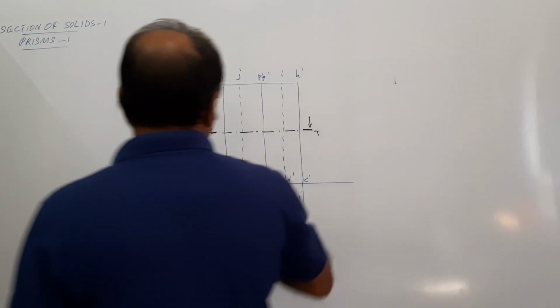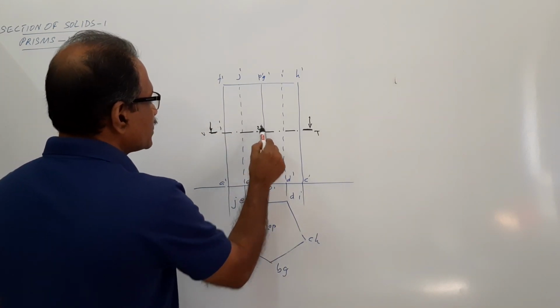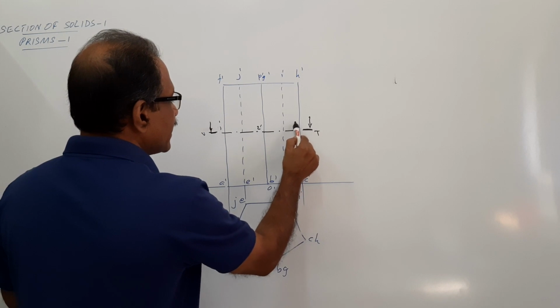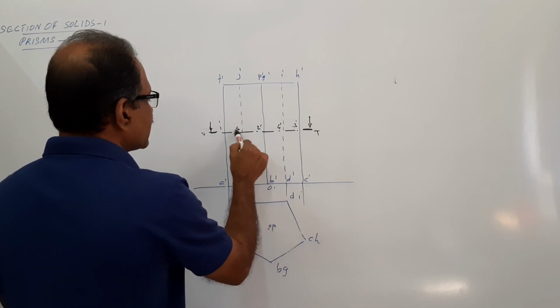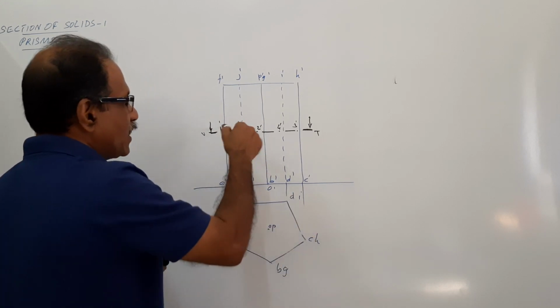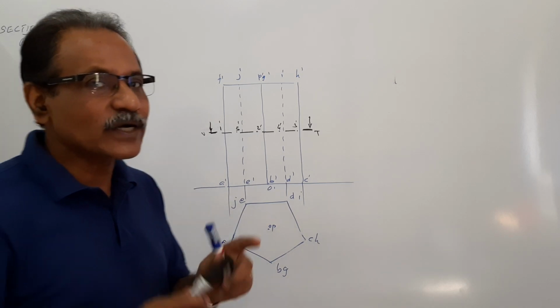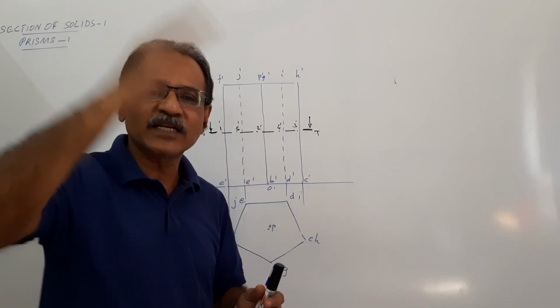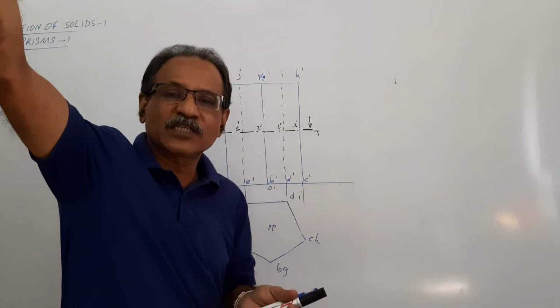It cut A dash F dash at 1 dash, B dash G dash at 2 dash, C dash H dash at 3 dash, D dash I dash at 4 dash and E dash J dash at 5 dash. You can see the order. 1, 2, 3, 4, 5. 1 dash, 2 dash, 3 dash, 4 dash, 5 dash. Okay. Once you cut an object, one part is removed. Here when you cut by a horizontal cutting blade, the top half is removed.